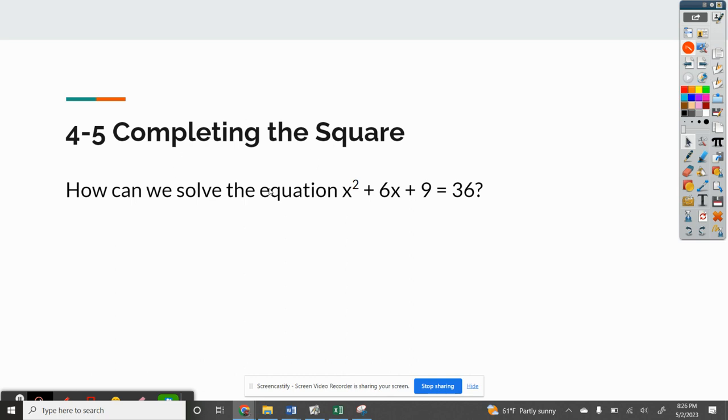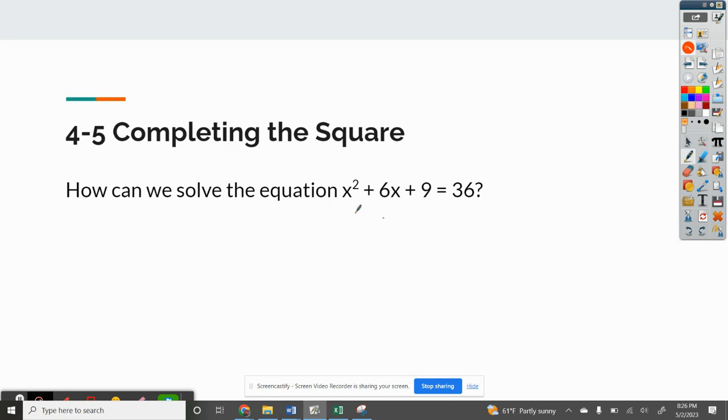So there's two more ways of solving a quadratic equation. One is called completing the square, and the other one's called the quadratic formula. This one is kind of different. It kind of uses factoring within the method. So if you're good at factoring, you should have no problem with this.